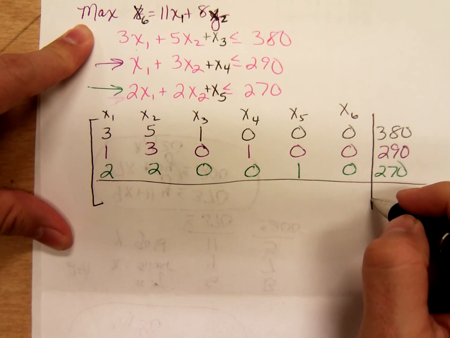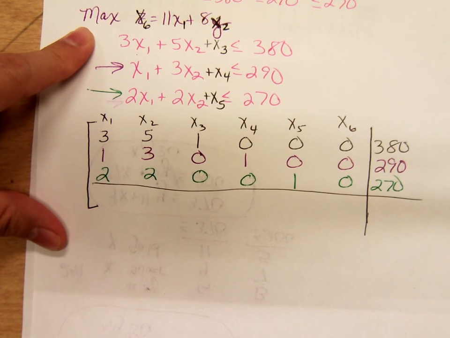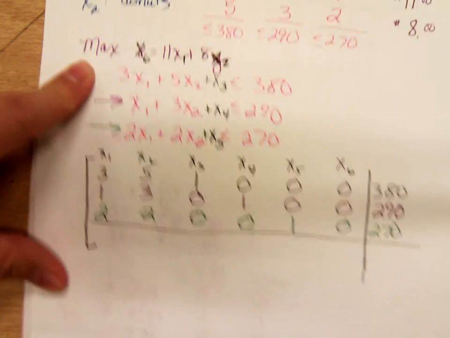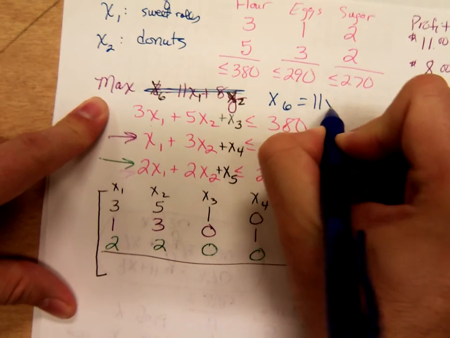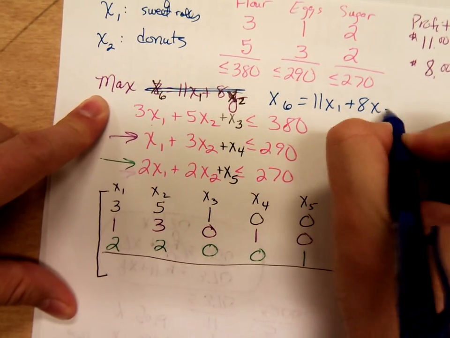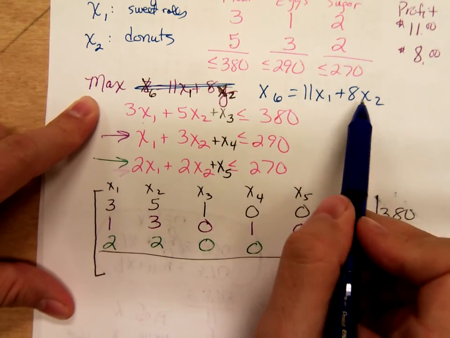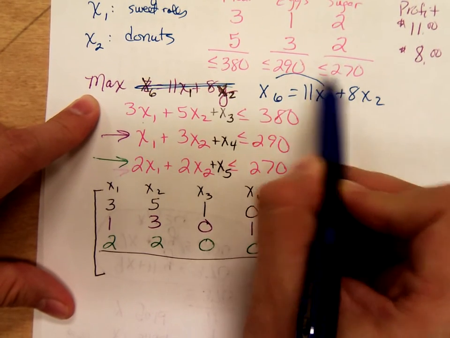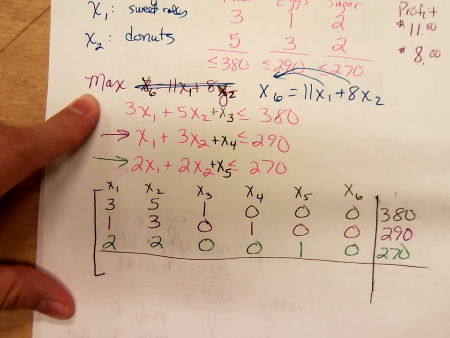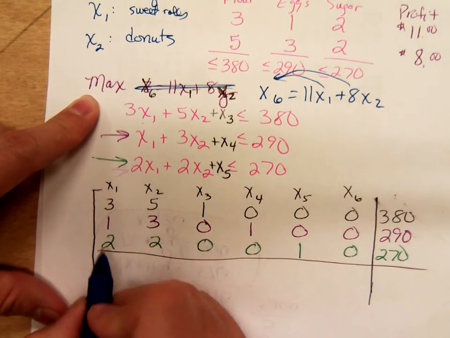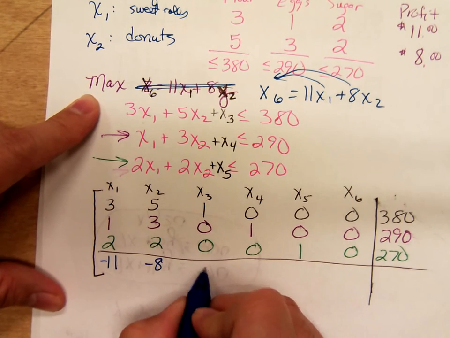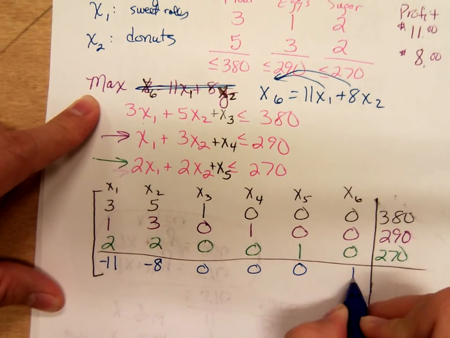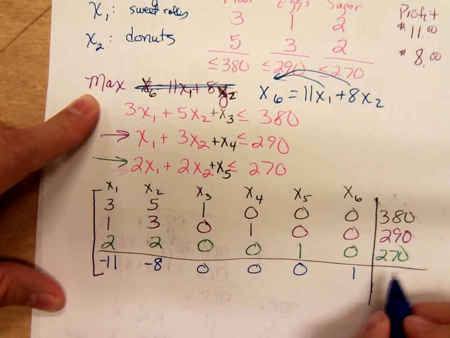Now, the objective function, this one here, that looks so messy. Let me write x6 equals 11x1 plus 8x2. Well, you've got to move all of this stuff over. All the variables are on the left with just a constant on the right. So that would make this a negative 11 x1, a negative 8 x2, 3 zeros, a 1, and a 0.